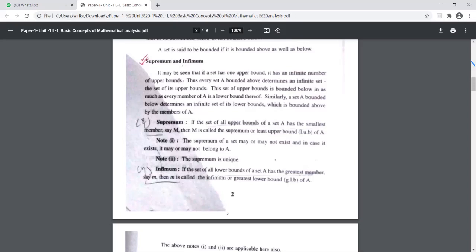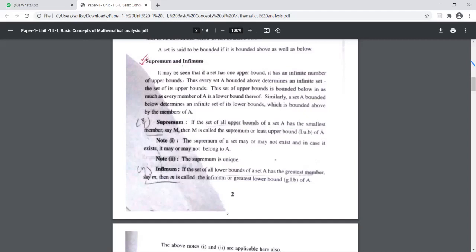If you want to remember, you can remember it like this. For the set of upper bounds, every member of A is a lower bound. And if it is a set of lower bounds, every member of A is an upper bound. You have to remember, it's reverse.